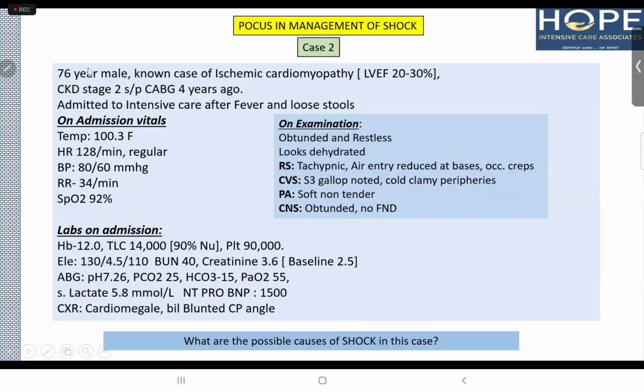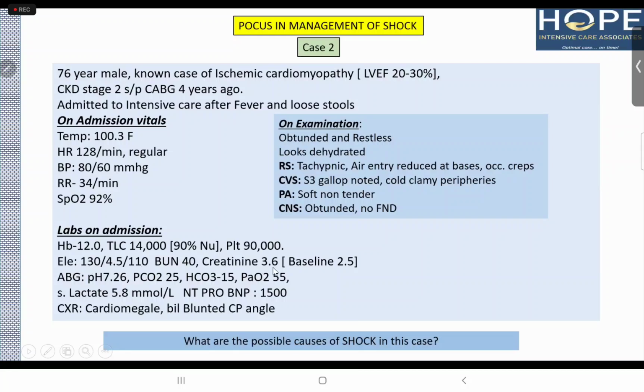So this patient, an elderly gentleman with ischemic cardiomyopathy, is now down with fever and loose stools. He is obtunded and restless, looks dehydrated, tachypneic, air entry reduced at both bases, occasional crepts are there, S3 gallop is noted, extremities are cold and clammy, abdomen is soft and non-tender, CNS is obtunded and no focal neurological deficit found. He has normal hemoglobin, total count of 14,000, and platelet count a little low at 90,000.